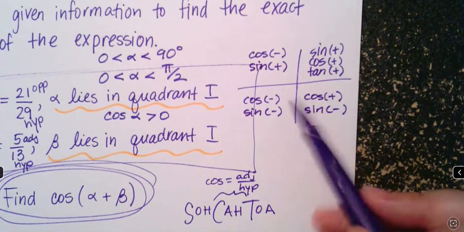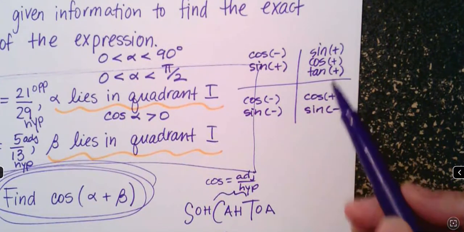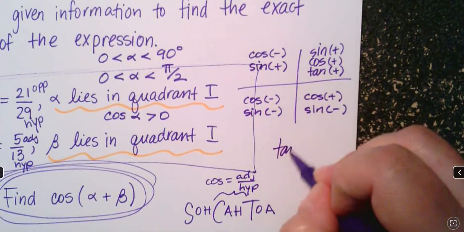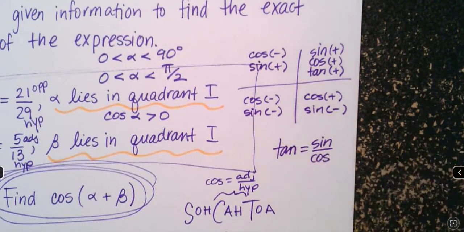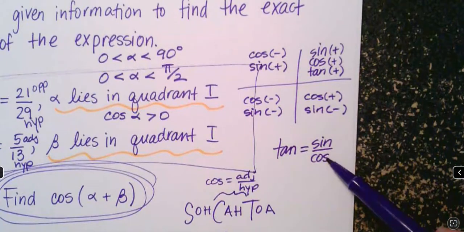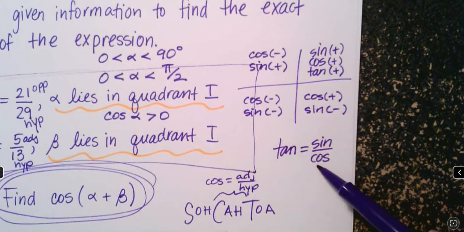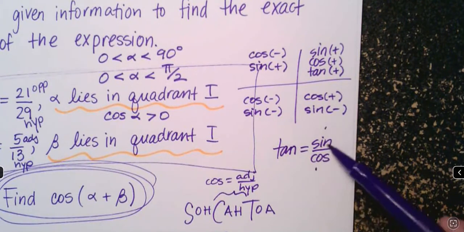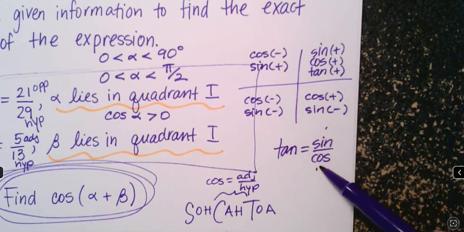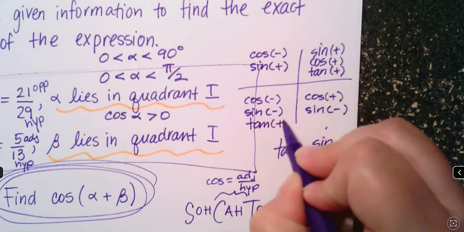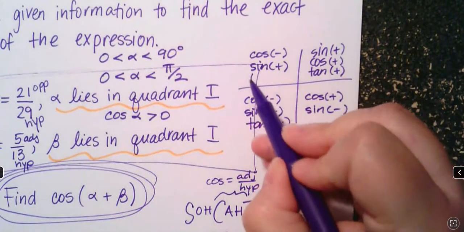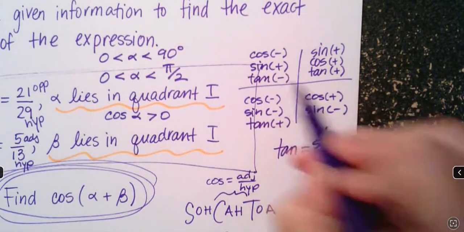What about tangent? Well, the tangent is equal to, don't forget this, tangent is the same as the sine divided by the cosine. So that means if the sine and the cosine are both positive, so is the tangent. If the sine and the cosine are both negative, the tangent is positive, because if they're the same sign, if you have a positive over a positive or a negative over a negative, tangent's going to be positive. So tangent is positive here and in the first quadrant, and negative in the other two quadrants.